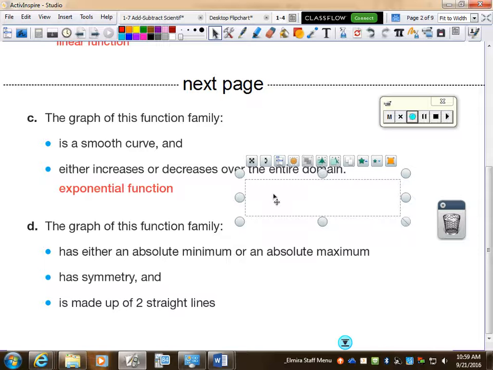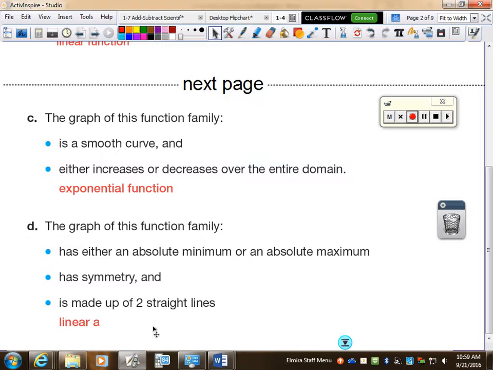The graph of this function family has either an absolute minimum or an absolute maximum. It has symmetry, in other words, both sides look the same. And it is made up of two straight lines. Pause, see if you can figure out which graph that is. What kind of graph is that? That's linear absolute value.